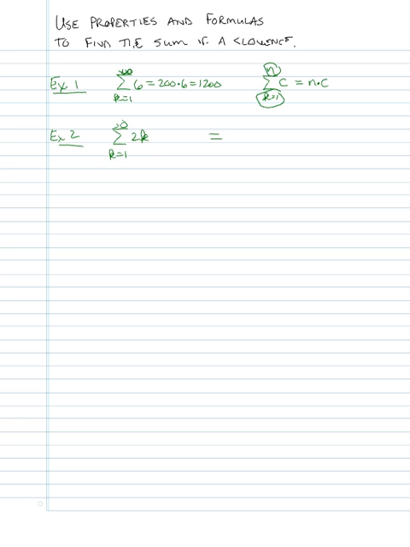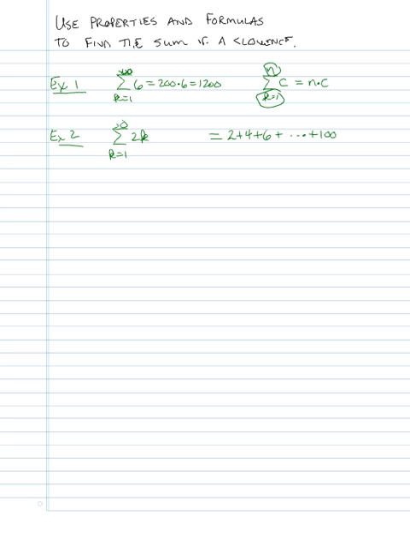We're adding up 50 different numbers. And what they happen to be is all even numbers, because it's 2k that we're adding each time. So when k is 1, we're adding 2 times 1, or 2. And when k is 2, we're adding 2 times 2, which is 4. And when k is 3, we're adding 2 times 3, which is 6. And we're going to continue that until we get to where k is 50. And so when k is 50, we're adding 2 times 50, or 100. So we're actually adding up all of the even integers in this case between 2 and 100.